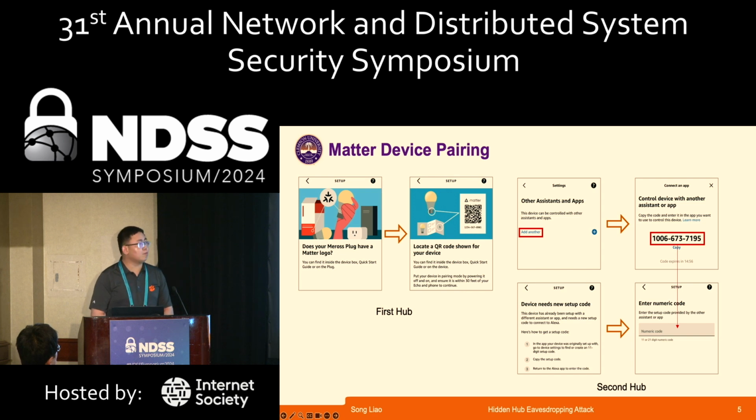Since the Matter protocol aims to bridge the gap between different vendors, a Matter device may be controlled by different Matter hubs. So for a Matter device that is already connected to a Matter hub, the second hub needs an additional step to request the pairing code from the first hub.